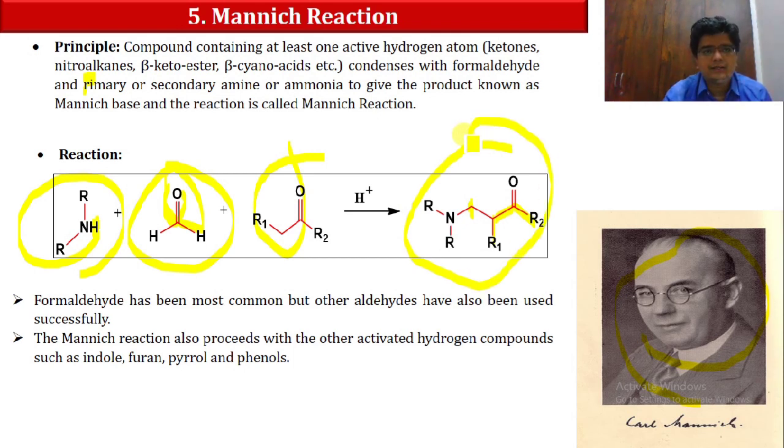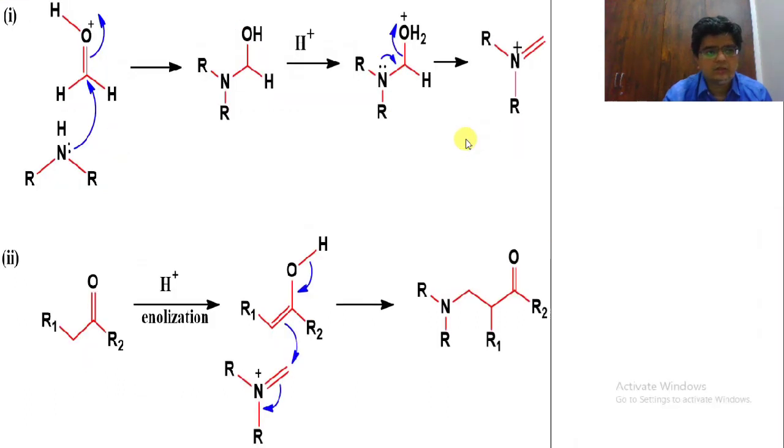Okay, so now let us understand its mechanism. So suppose we are having a formaldehyde. Now formaldehyde, as we know, has oxygen with a lone pair of electrons.